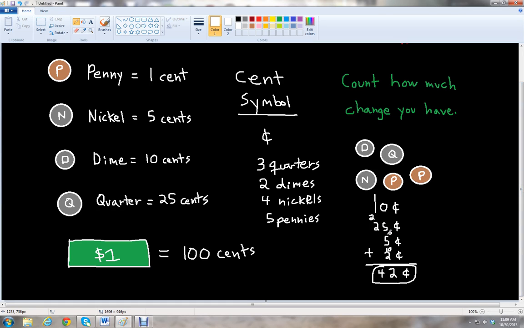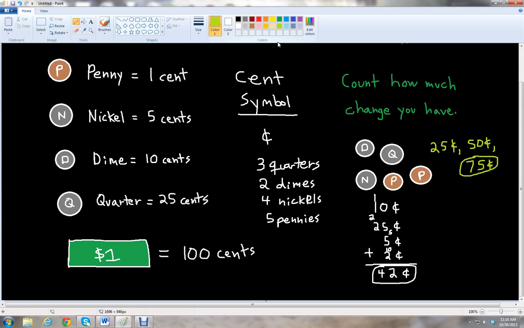If we have 3 quarters, we know they're 25 cents each. So let's count by 25s. 1 quarter is 25 cents. 2 quarters is 50 cents. 3 quarters is 75 cents. So we have 75 cents for quarters.